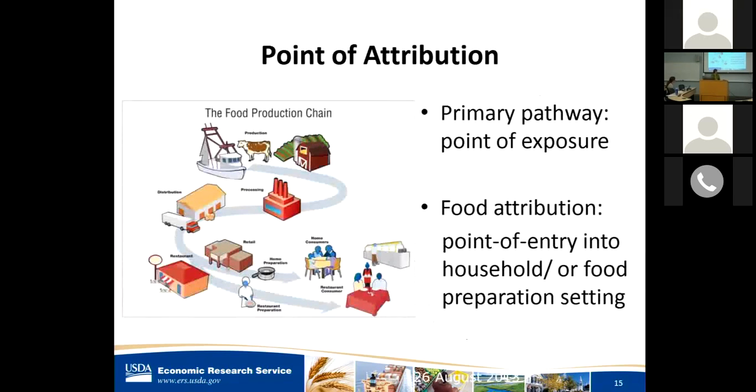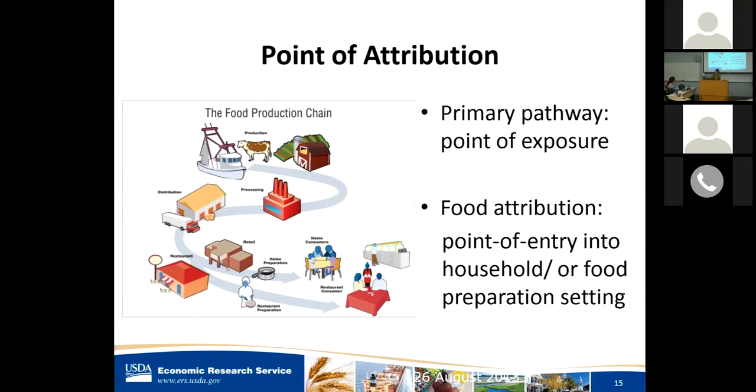For the food attribution, it's foodborne, but which food? We took a different approach, which is different than what I've seen in prior attribution studies. Instead of saying exposure occurs when you eat it, we're attributing the disease to foods that were contaminated at the point it entered the place where it's being prepared. That might be the home or the restaurant or wherever it's being prepared. The reason for this is really a policy reason. That most food safety policy is focused on prevention of contamination.